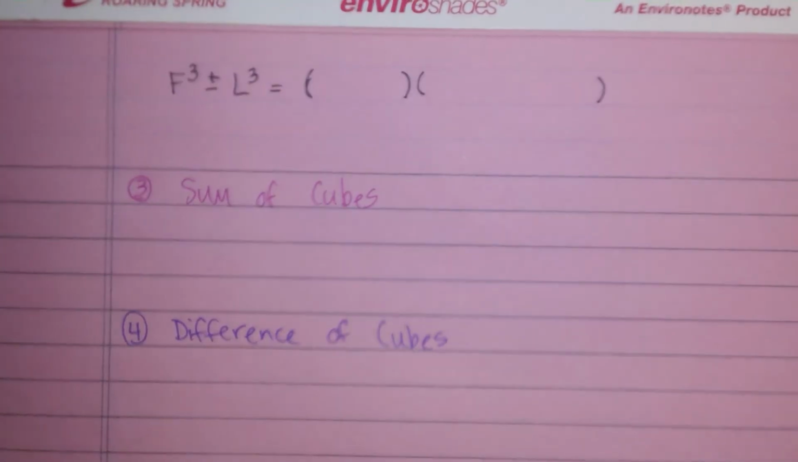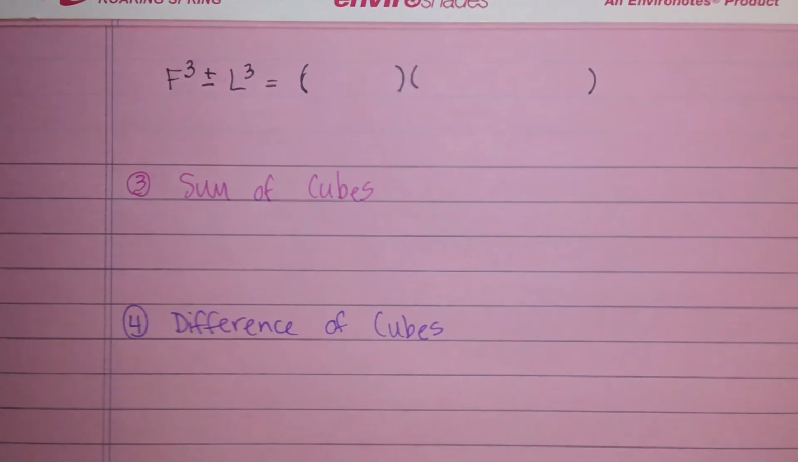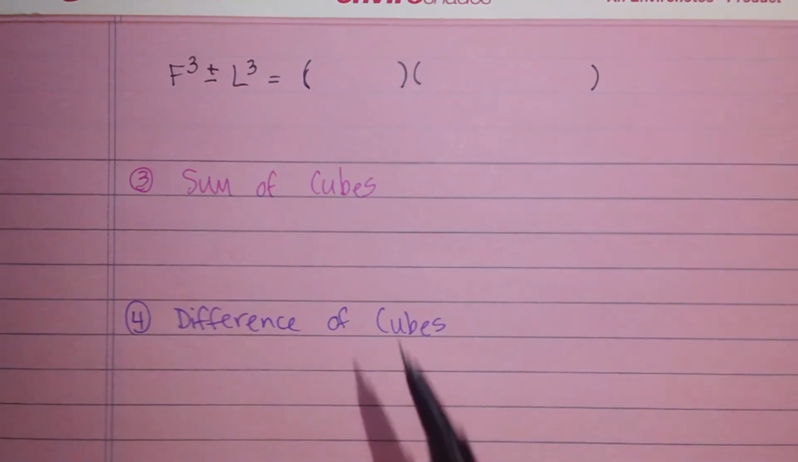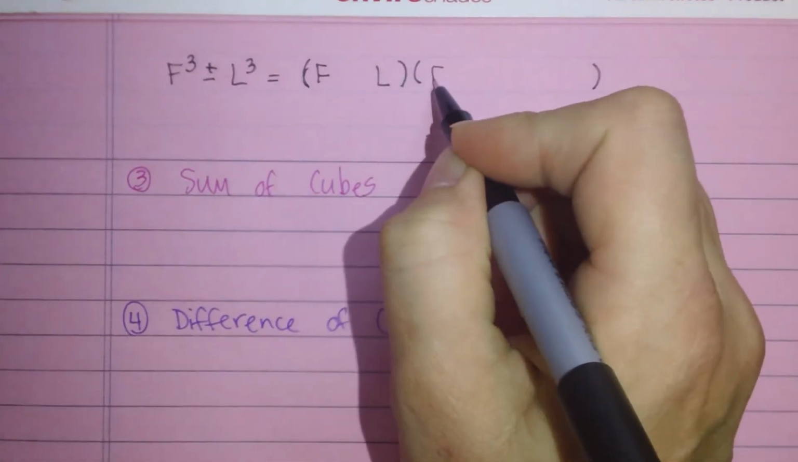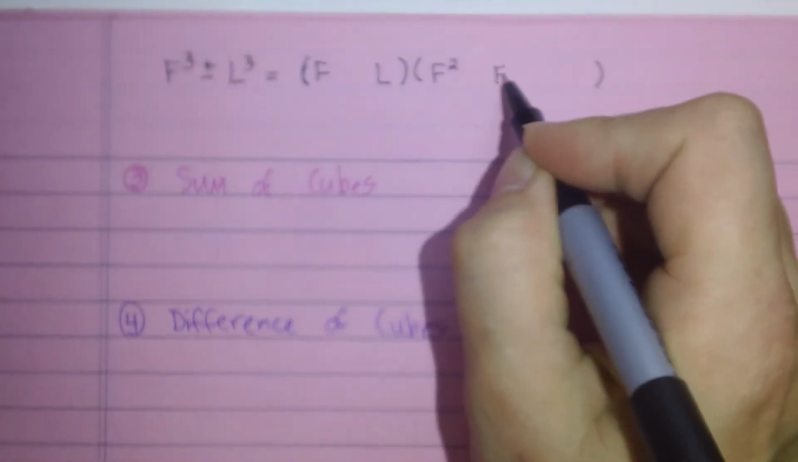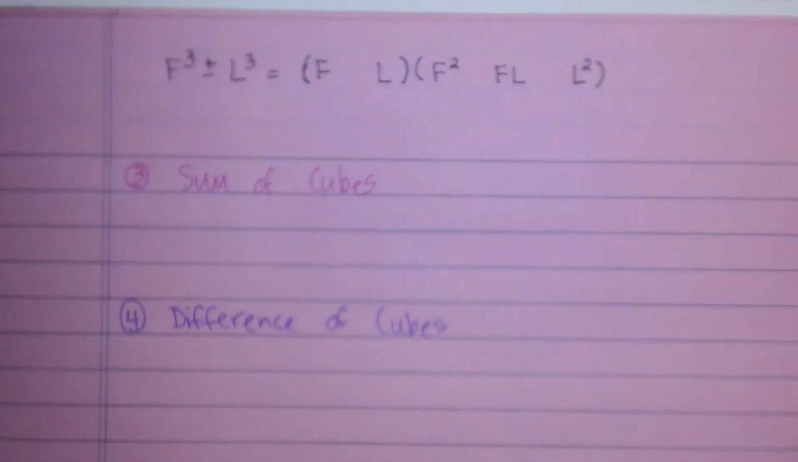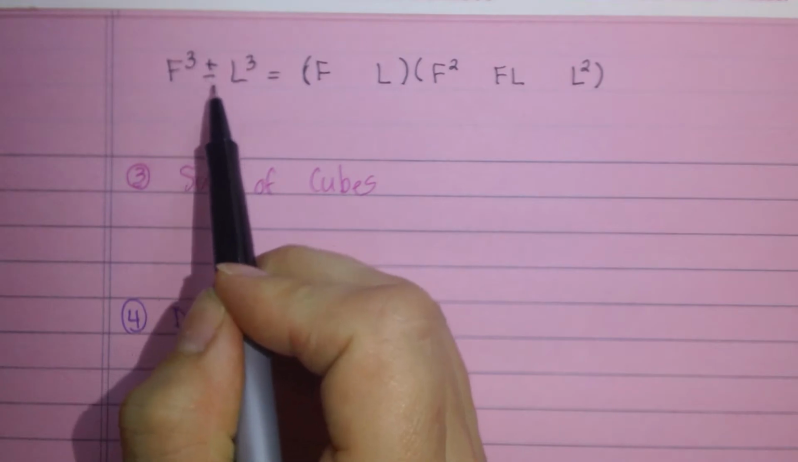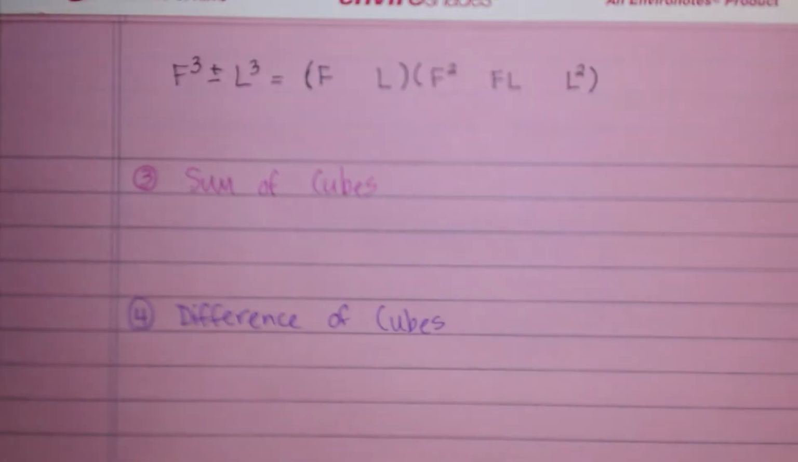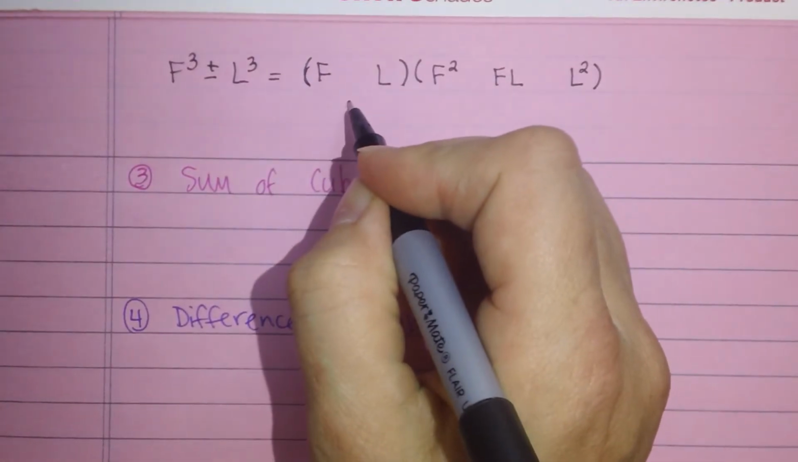And they're going to follow the same pattern. The only difference is going to be the signs that you have within those binomial and trinomial pairs. It's going to factor into F and L, and then F squared, FL, and L squared. And the signs are going to depend on whether it's an addition or sum of cubes or subtraction, which is difference of cubes. But both times you're going to fill in the gap with SOAP.